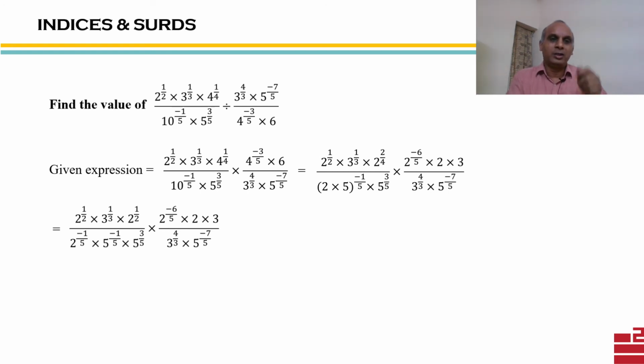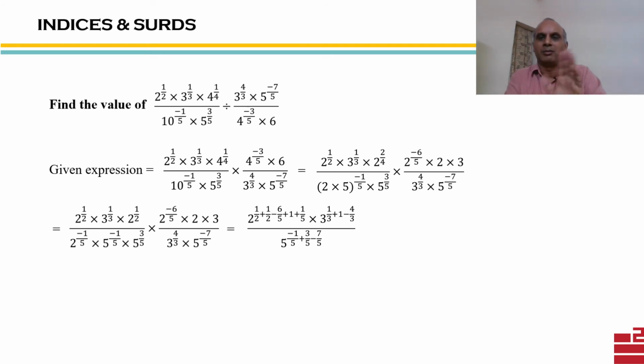Proceeding further, we will do what? Where the bases are the same, powers are added when they are multiplied. And in case of division, bases are the same, powers are subtracted. Continuing that rule for powers of 2s and 3s and 5s, we will get this. 2 to the power this big fractional sum and 3 to the power big fractional sum, summations or minuses, and in the denominator 5 to the power like this. And simplifying the fractions, I think you know how to add or subtract fractions. You can get the value.